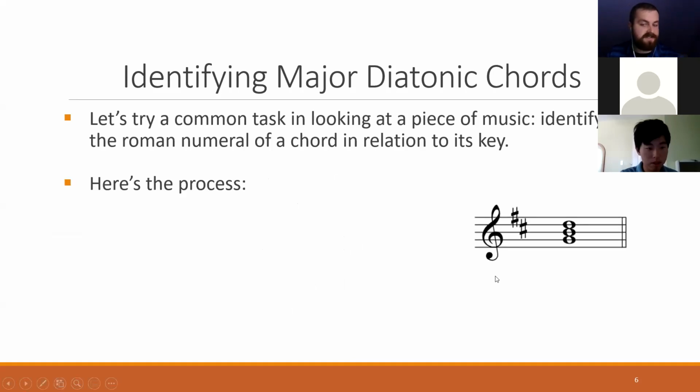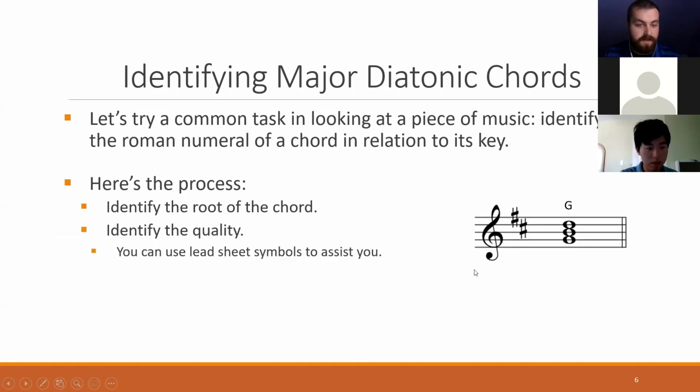So here's the process. Say we have D major, 2 sharps, D major. We have a G major chord. You'd identify the root as G. You'd identify the quality as major. You could use lead sheet symbols to assist you. So notice I put the floating G as a lead sheet symbol.